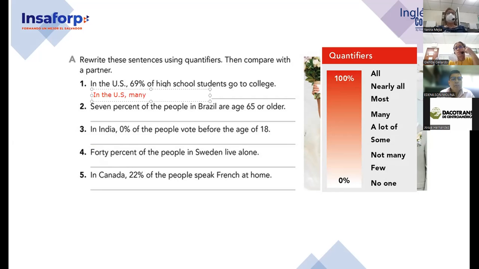¿Qué sigue luego de un quantifier? Una palabra en plural. Many of high school students. Look, students. This is plural. And what is the complement, Glenda? In the US, many high school students go to college. Yes, go to college. Ok, ¿cómo la sintieron? ¿Fácil o difícil de expresar? I guess it's easy, right? We are just going to replace the percentage by using a quantifier.